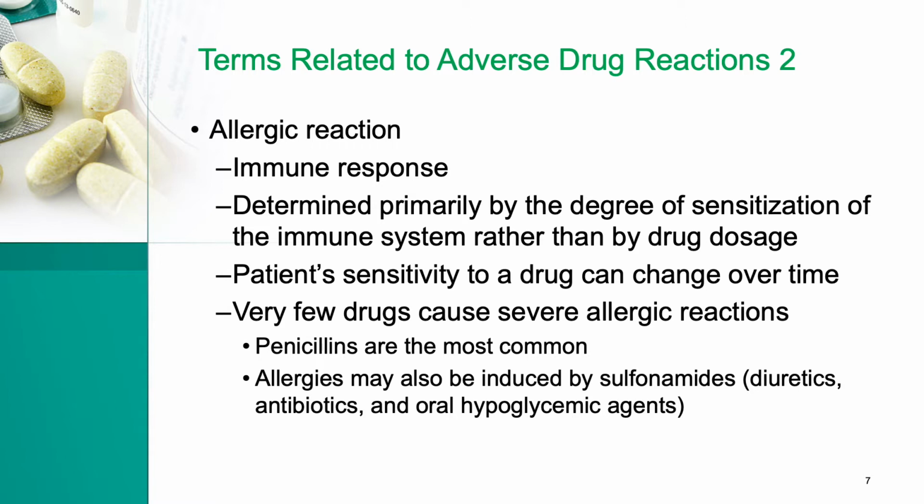Penicillins are the most common, but also sulfonamides, that include certain diuretics such as thiazide diuretics like hydrochlorothiazide, antibiotics such as, it's easier just to say Bactrim, but it's sulfamethoxazole and trimethoprim, so it's SMX and TMP, which is Bactrim, and oral hypoglycemic agents such as the sulfonylureas like glipizide.